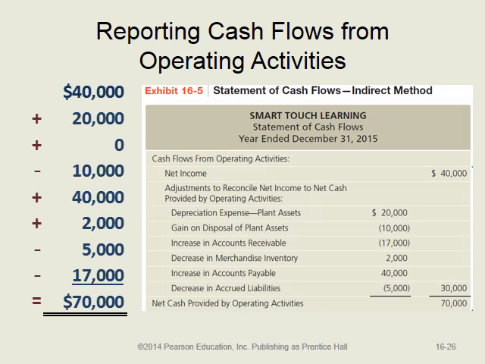When all of the adjustments have been made to net income, you'll be able to compute net cash flow from operating activities. Exhibit 16.5 shows how the cash flows from operating activities section might appear on Smart Touch Learning's statement of cash flow.